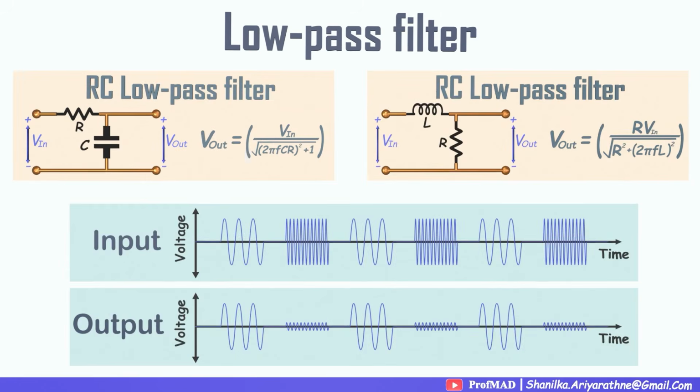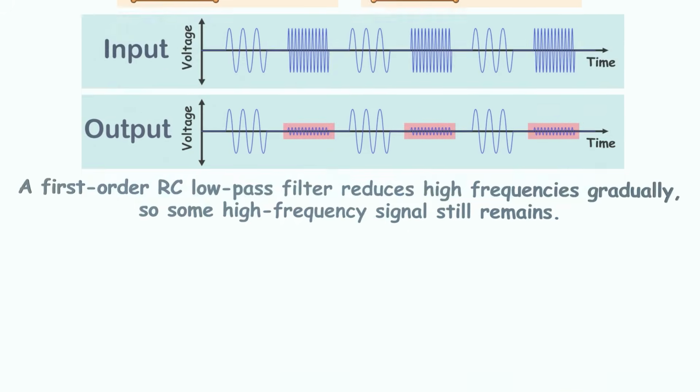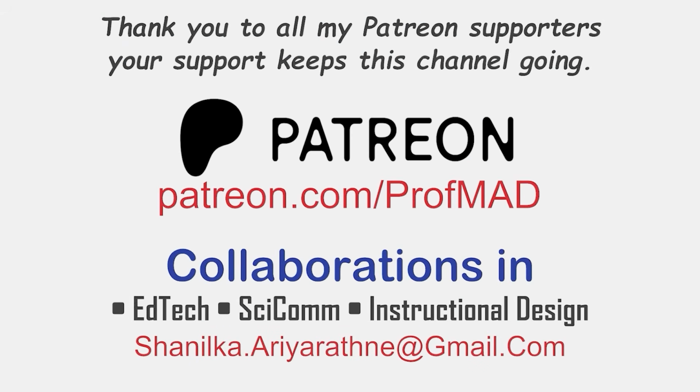With that, we've covered the basics of low-pass filters, but there's one important thing you should know. A first-order low-pass filter does not perfectly separate frequencies. It reduces high frequencies gradually, so a small portion of the high-frequency signal still remains. If we want much stronger filtering, we need higher-order filters, such as second-order or third-order filters. With that, we've covered the basics of low-pass filters.